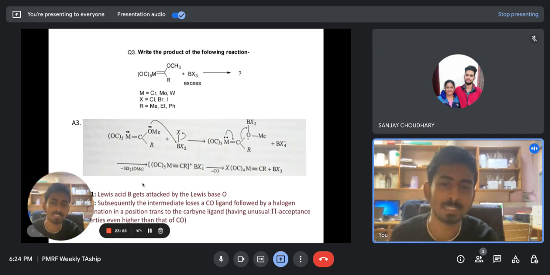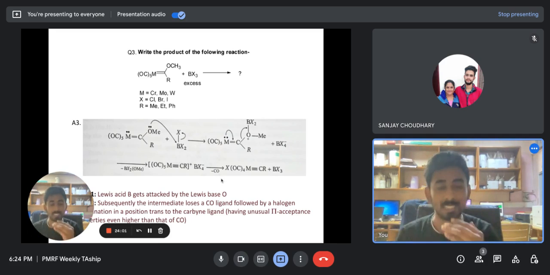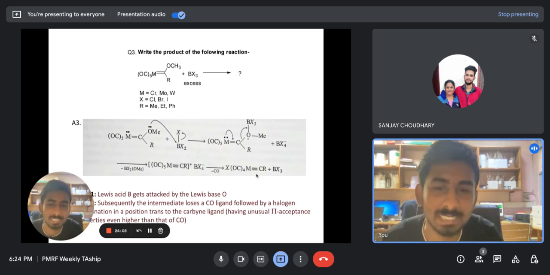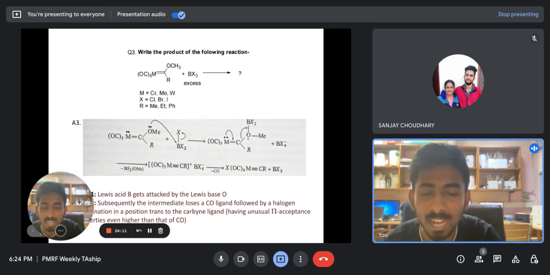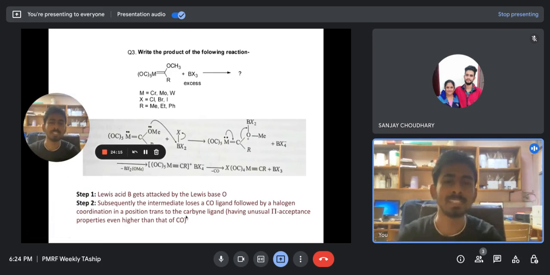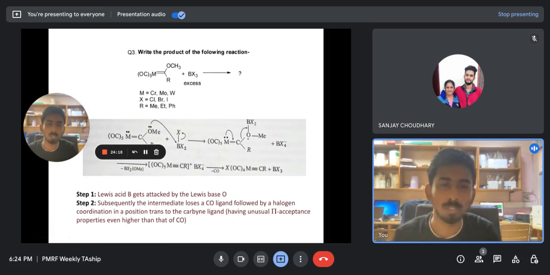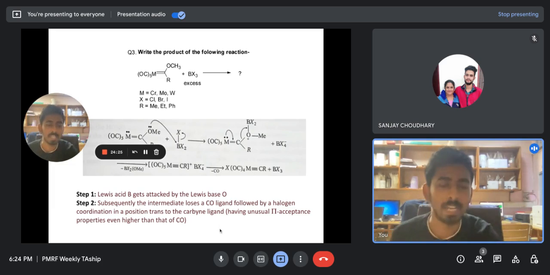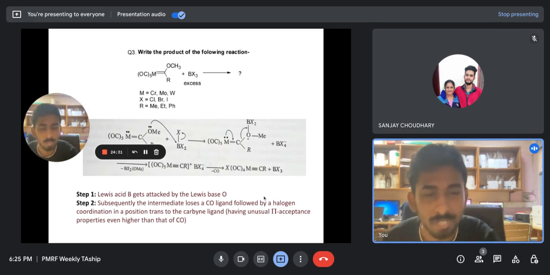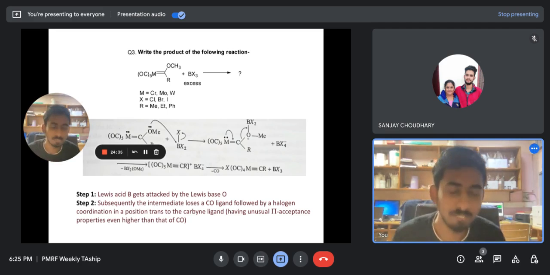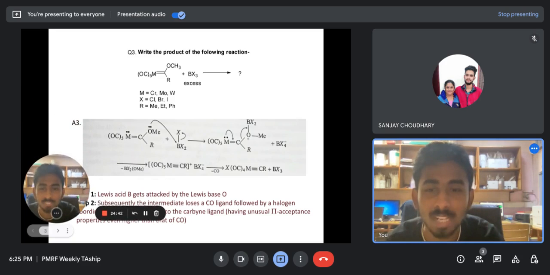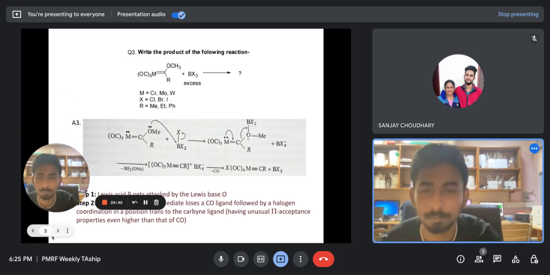And since this BX2OM is a neutral molecule and CO is also a neutral molecule, and liberation of neutral molecules is quite favorable, this reaction is much more facile in nature. You see here, for your convenience I have noted down the subsequent loss of a CO ligand followed by halogen coordination, that is, X minus coordination in a position trans to the carbene ligand. The carbene has very unusual pi acceptance properties, even higher than that of CO. So it has a very high trans effect. Also, it has a very unusual kind of pi acceptance property, even greater than that of CO, where CO is considered one of the major pi acceptor ligands.